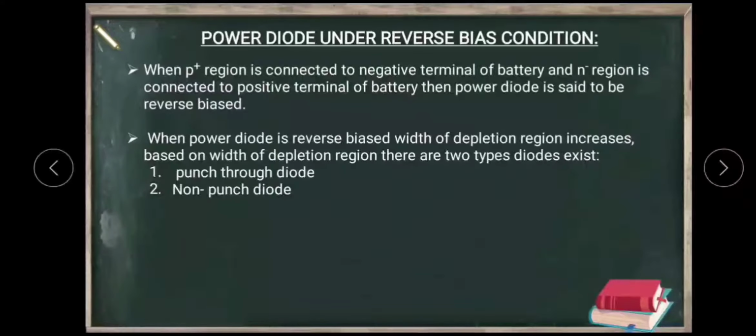When the power diode is reverse biased, a depletion region is formed. The width of the depletion region changes. Based on that, there are two types of diodes. One is the punch through diode. The second one is the non-punch through diode. Now we'll move to the first one, the punch through diode.